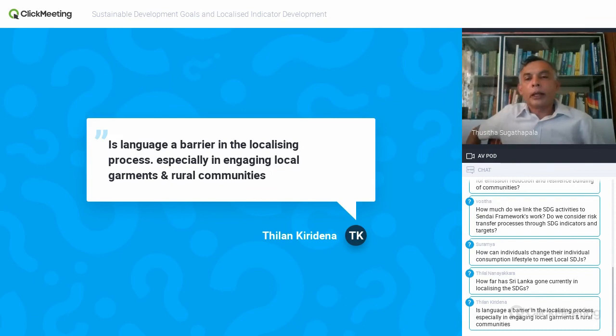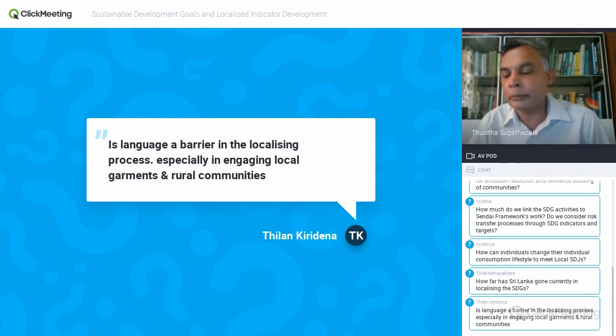It's a key issue, not only localization but many knowledge-based activities: the language issue. So I think we have to look at the local languages. It's also part of the SDGs, basically. Most of this communication we have to do in local languages. Otherwise, even in the urban sector, the community might know English but not understand the meaning of certain words because of the language. So language is a key barrier.